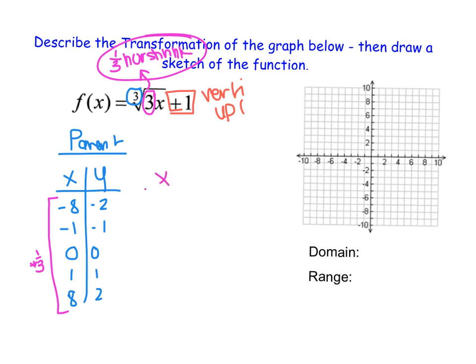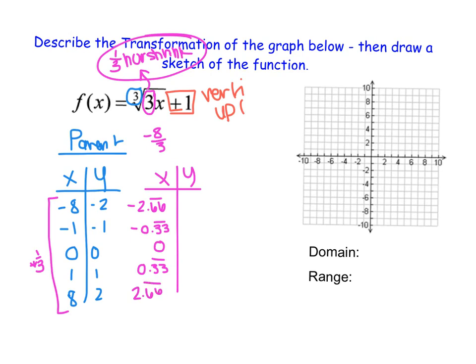So if we multiply all of our x values by a third, negative 8 times a third becomes negative 8 over 3, which is about negative 2.66 repeating. Then negative 1 times a third becomes negative 0.33 repeating. Then we get 0, 0.33 repeating. And then 8 times 1/3 is about 2.66 repeating. So those shrunk way down. Now our y values haven't been changed yet, so we're going to leave those just as is. So now we have applied all of our shrinks and our stretches and our reflections that we see.